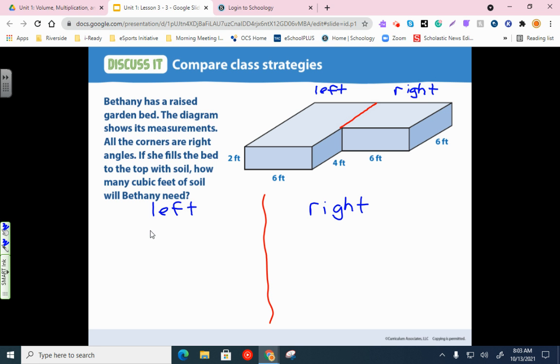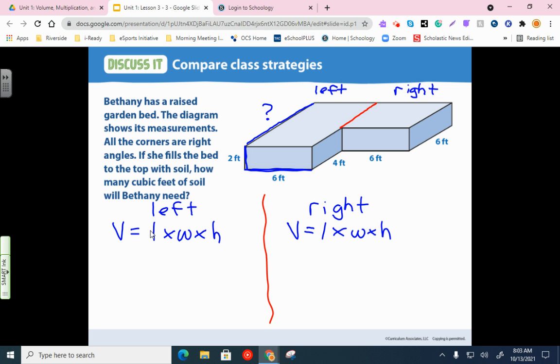Both of these are going to use the formula volume equals length times width times height. For each side, let's start with that. It's a great habit to get into for when you work on higher levels of math and science. So let's talk about the left. It's 6 feet here, 2 feet tall. We've got to figure out what this side is, and that's kind of tough unless you look at the rest of the figure.